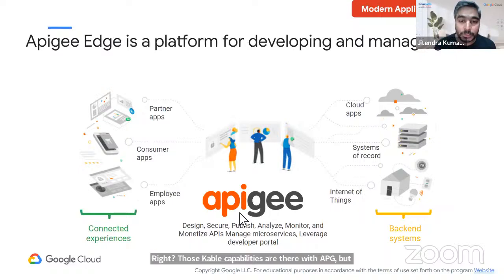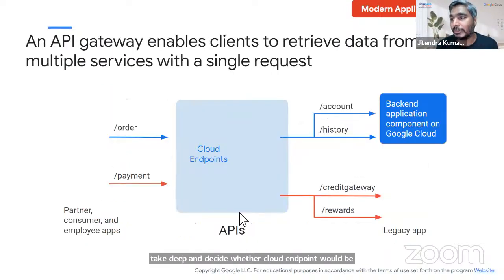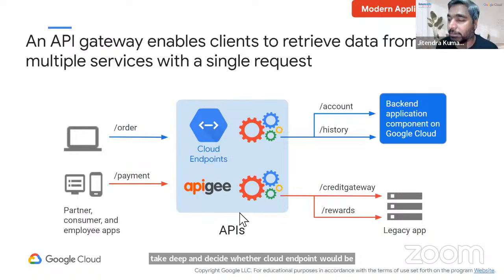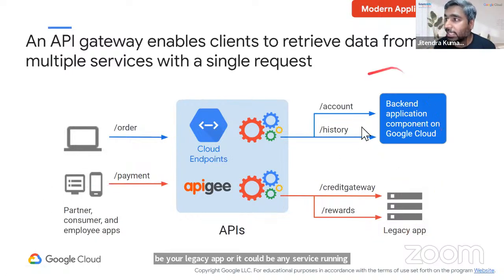So two solutions are there, and each of them serves different use cases. When it comes to selecting an API gateway solution for your modern web application, you have to dig deep and decide whether Cloud Endpoints would be good enough for me, or whether Apigee is something that I would like to look at. It's an API gateway solution. As I said, it could be your legacy app, or it could be any service running anywhere for that matter. This is running in Google Cloud.